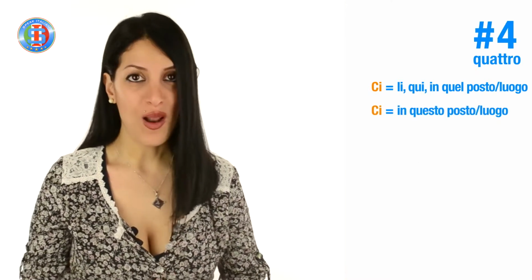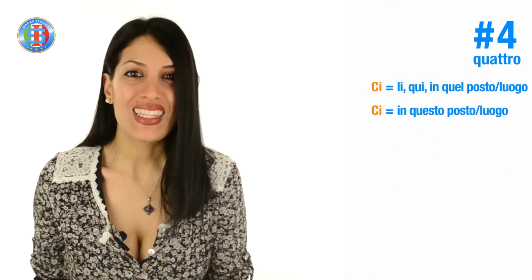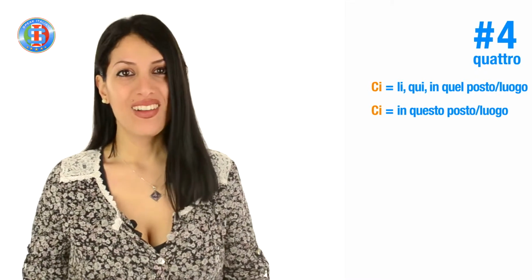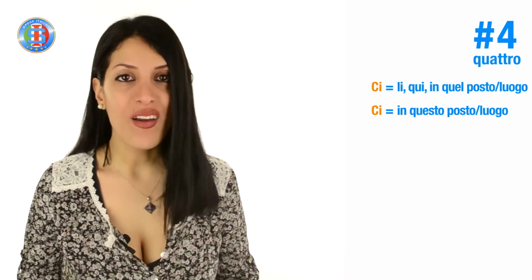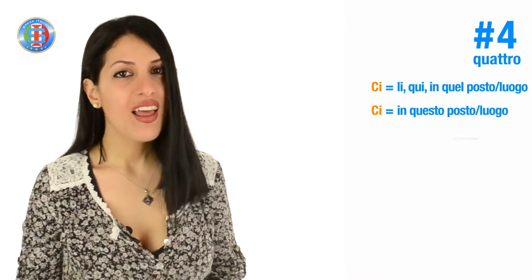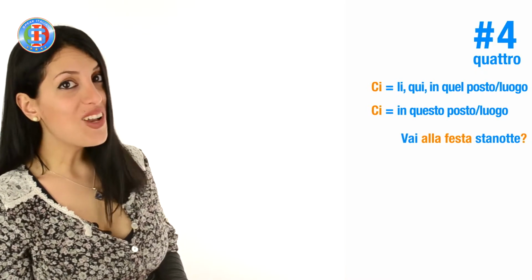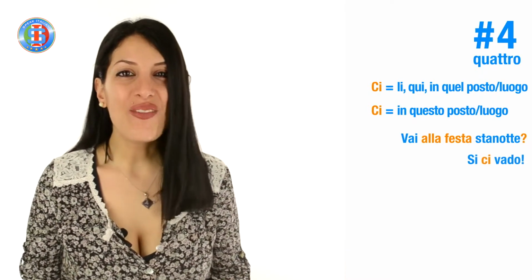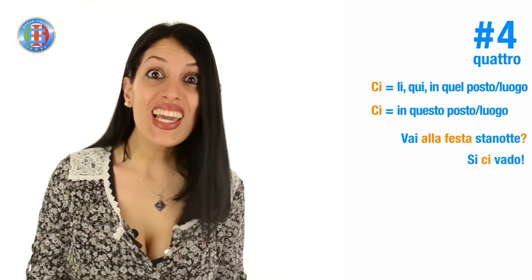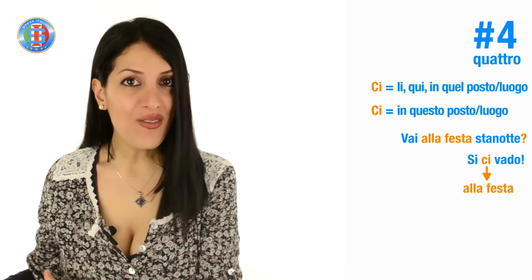Ci in place of lì, there, qui, here, in quel posto or in quel luogo, in that place, in questo posto or luogo, in this place. Let's see an example. Are you going to the party tonight? Yes, I'm going there. In Italian, vai alla festa stanotte? Sì, ci vado. Well, ci is in place of alla festa.